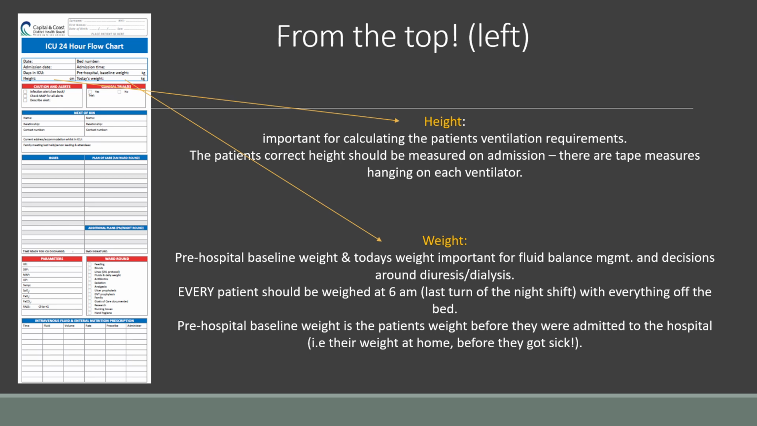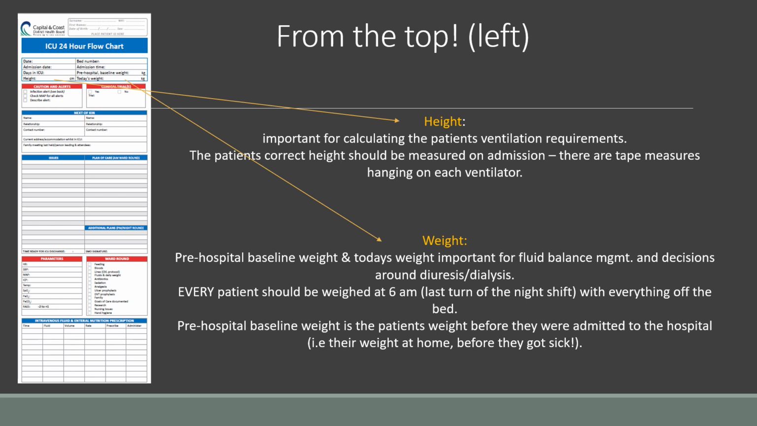We want to know what their normal, dry, well weight is. If you have a patient that is a chronic kidney disease patient, so someone that's already on intermittent hemodialysis or peritoneal dialysis, this pre-hospital baseline weight is their target dry weight. So this is the weight that they're dialyzed to, and that should be written in those types of patients' notes.